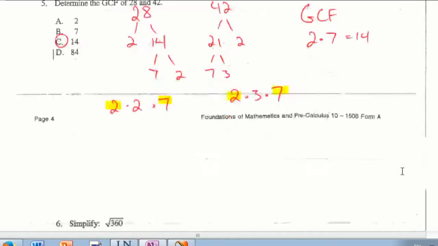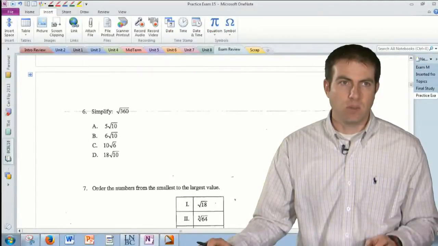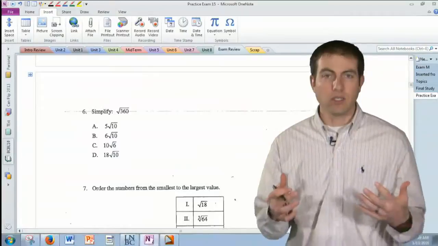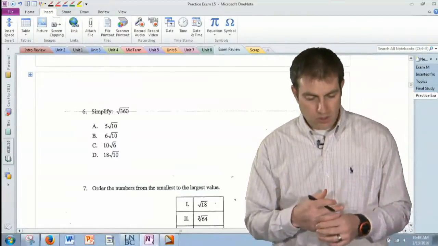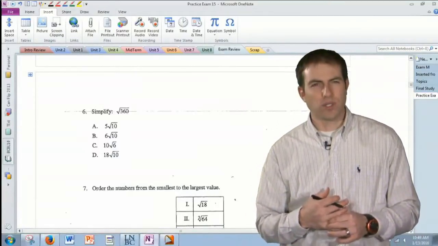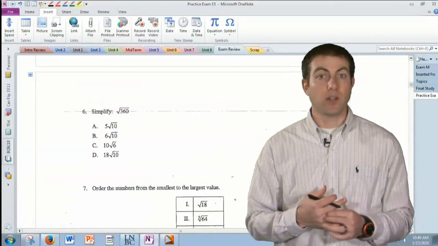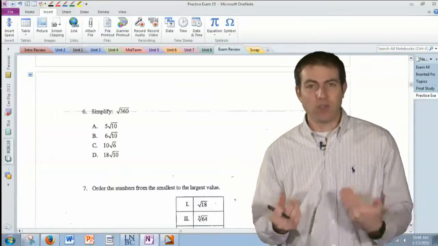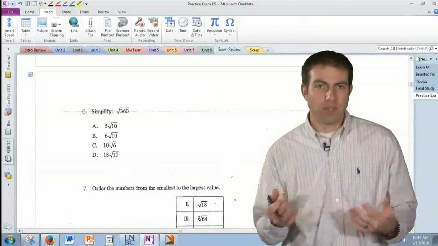So we're at 5. Number 6. Oh no, the square root of 360. No calculator. Oh, what am I going to do? Well, we're simplifying it, so that means we want to figure out if there's any perfect squares that go in there. And conveniently, and they'll always do this, they'll pick something that kind of works out.